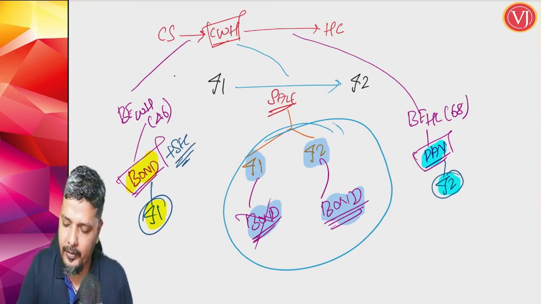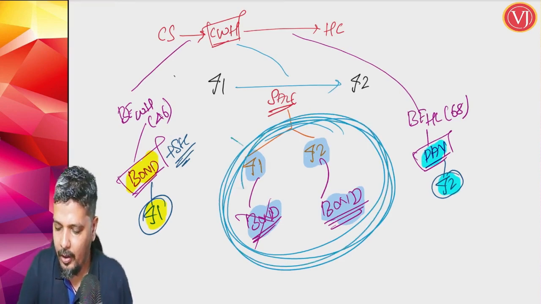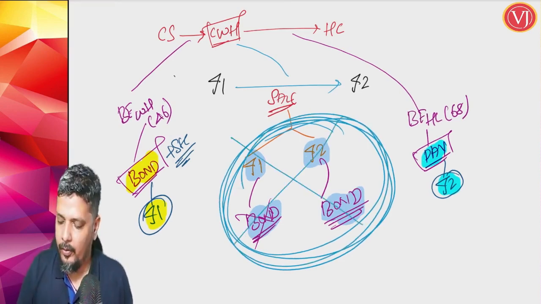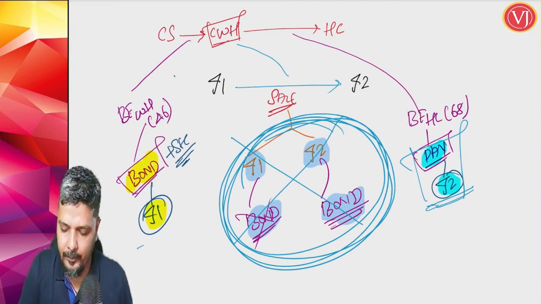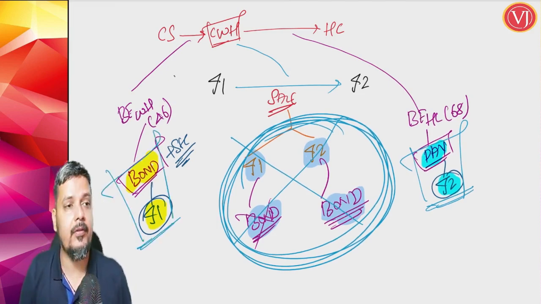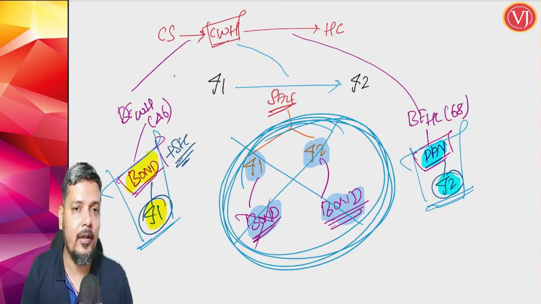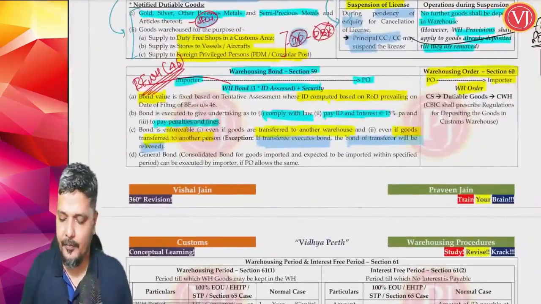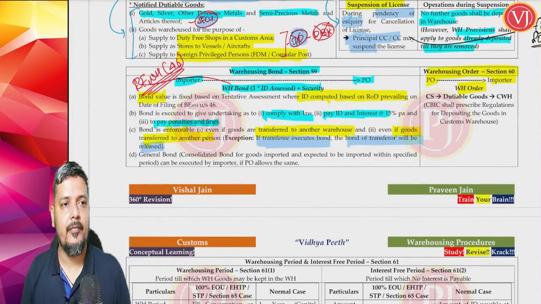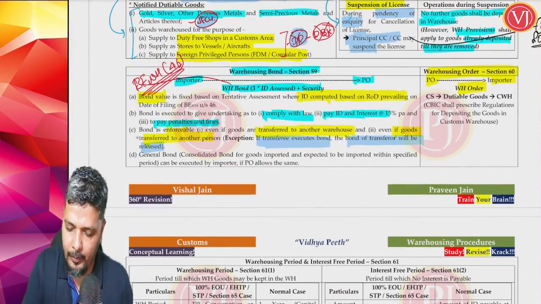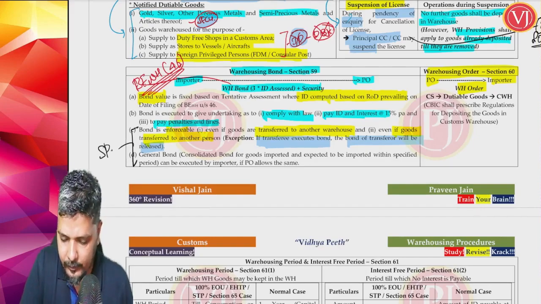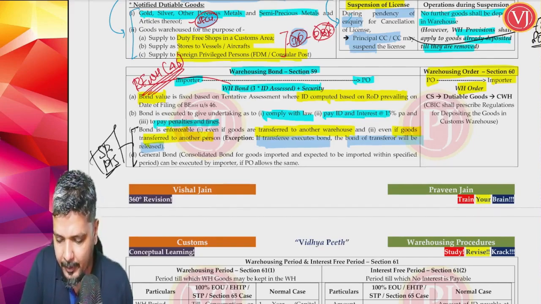If he is not doing this process, though the liability to pay import duty is importer 2's, the bond of importer 1 is enforceable. This is the point. Right? This is the first point. Now, the second special point. These are all two special points. The rest all we have completed in the beginning itself.